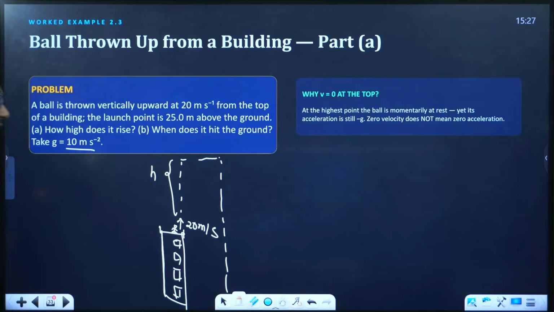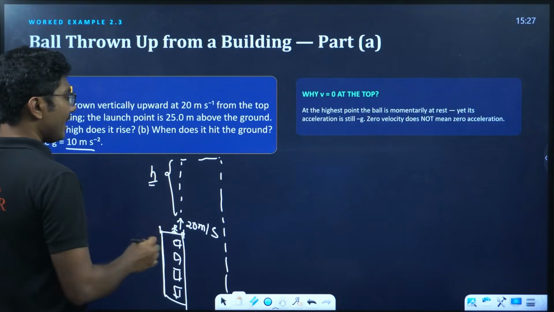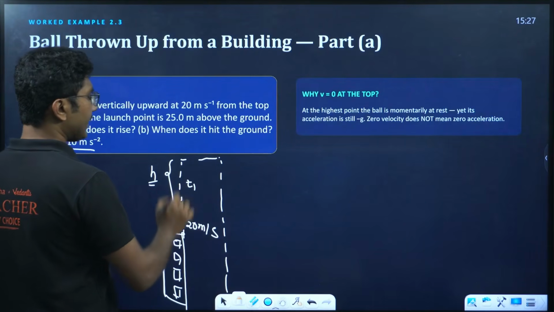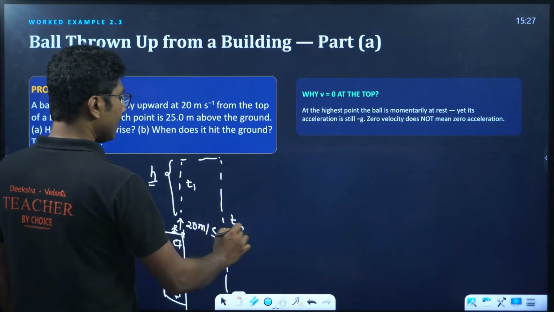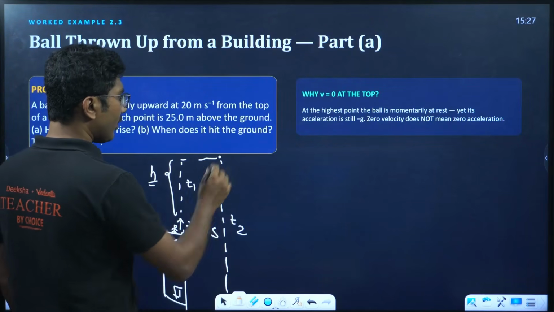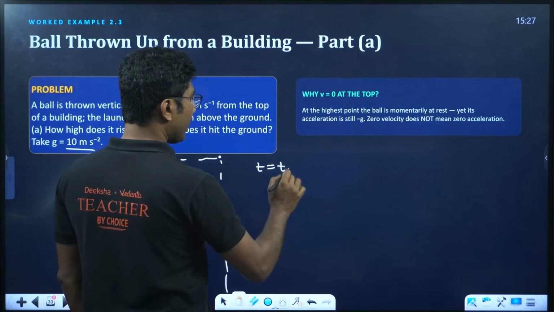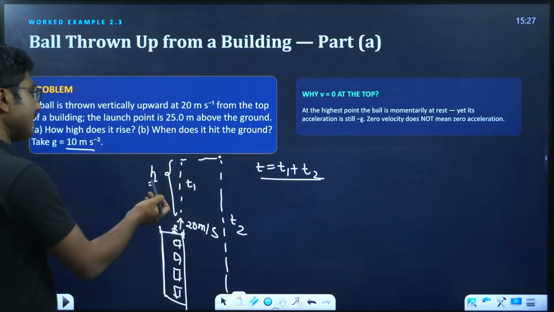So first thing is you need to calculate what is this height and what is the total time. Suppose t1 is the time it takes to reach the top, and t2 is the time it takes to reach the bottom from this top. We have to find t1 plus t2. So the first step is to find this h.